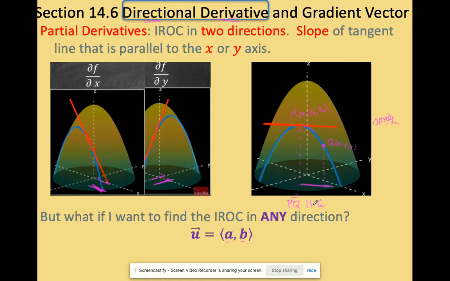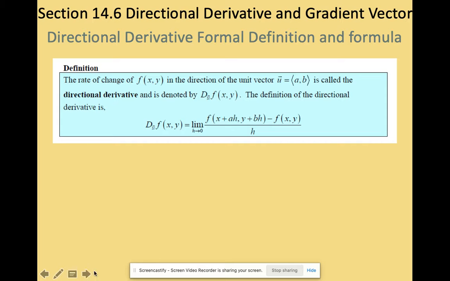Well, what does it mean to be parallel? For vectors to be parallel, it just means there is a scalar multiplication of vector p prime q prime to get to this vector that I want, the purple vector, the directional derivative vector. So how does that help? Here's the formal definition of the rate of change derivative in the direction of that purple vector.